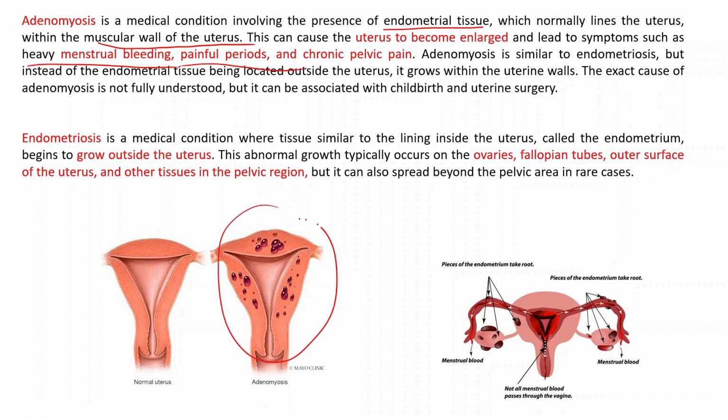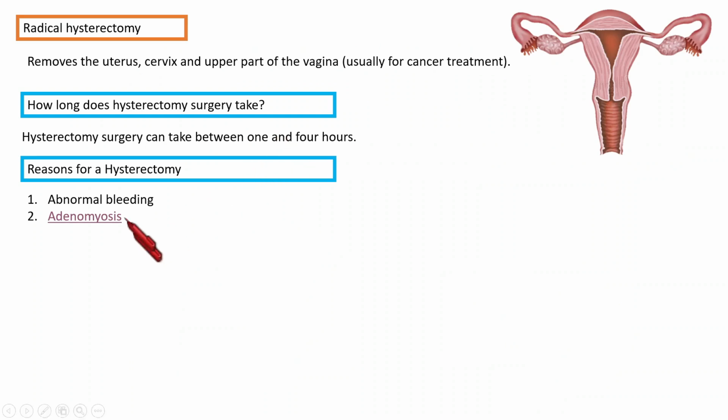So that is shown here. Endometrial tissues we can see in the muscular wall of the uterus, that is adenomyosis. In that condition also, doctors suggest hysterectomy. Then dysmenorrhea, that means painful menses, which happens because of so many reasons. In that situation also, hysterectomy is a solution.